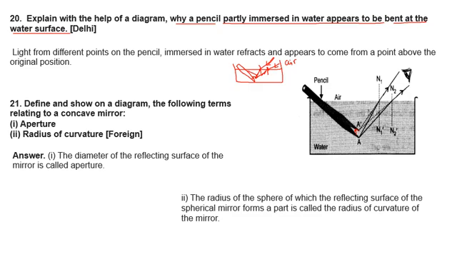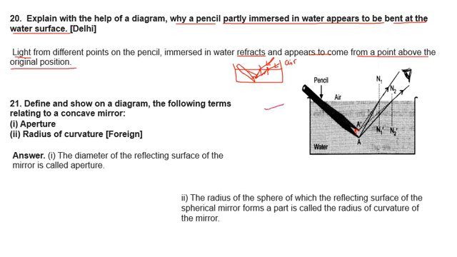We can read out the answer from here. Light from the different points on the pencil immersed in water refracts and appears to come from a point above the original position, right? So you should know how to draw this diagram.